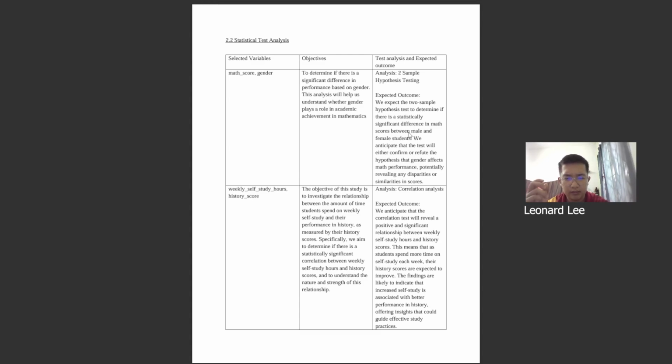Specifically, we aim to determine if there is a statistically significant correlation between weekly self-study hours and history scores, and to understand the nature and strength of this relationship.